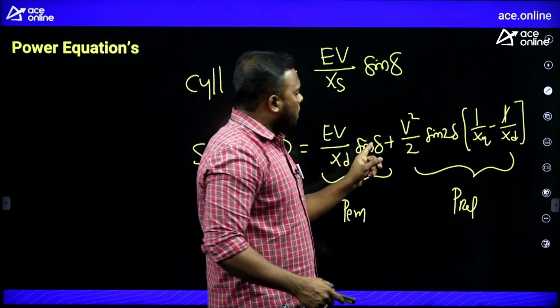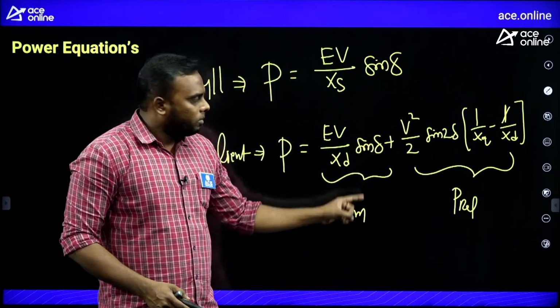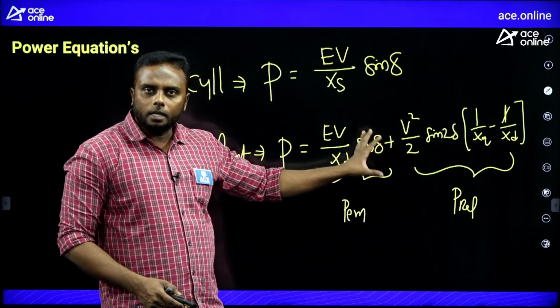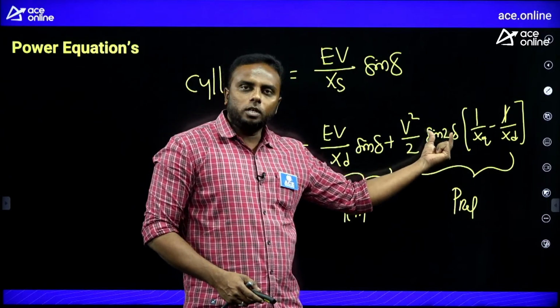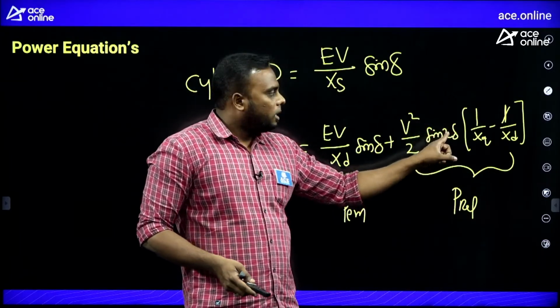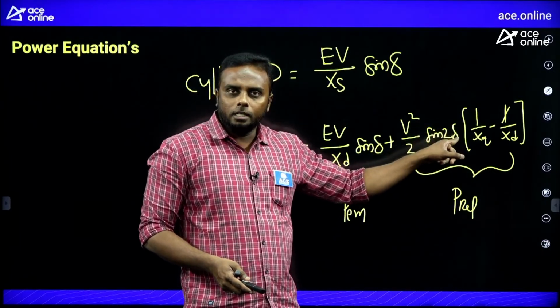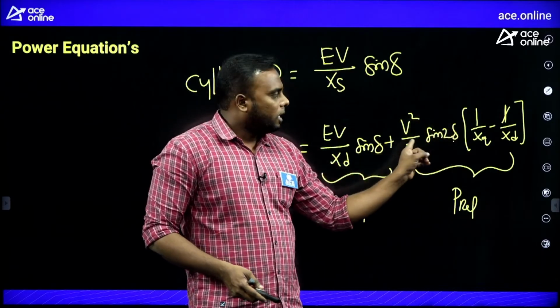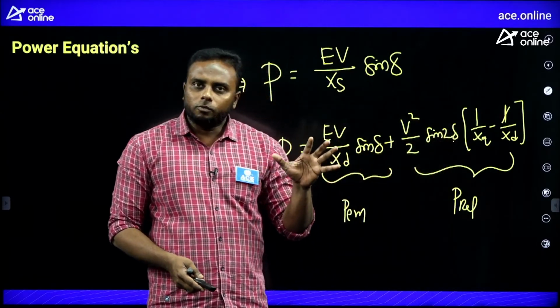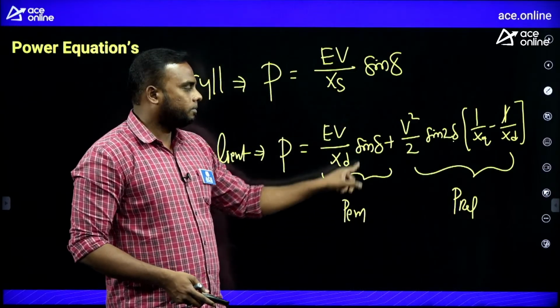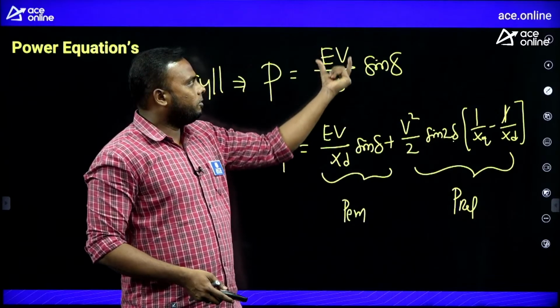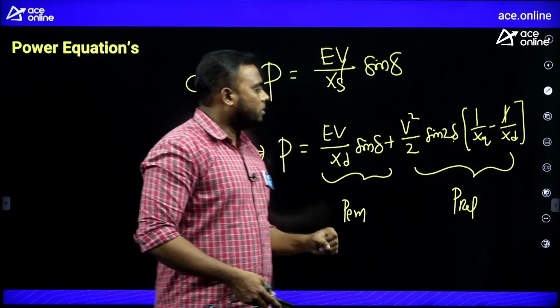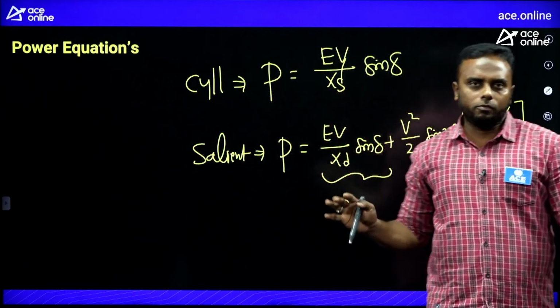Now where is electromagnetic power maximum? Sin delta is 90, so at delta 90 degrees it is maximum. But where is reluctance power maximum? This is sin 2 delta, the second harmonic component. If delta is 45, then we get sin 90 here, then it is maximum. So reluctance power is maximum for delta equal to 45 degrees, but this one is maximum at 90. And what is the maximum power? Maximum is EV by Xs. So the power equation is important.